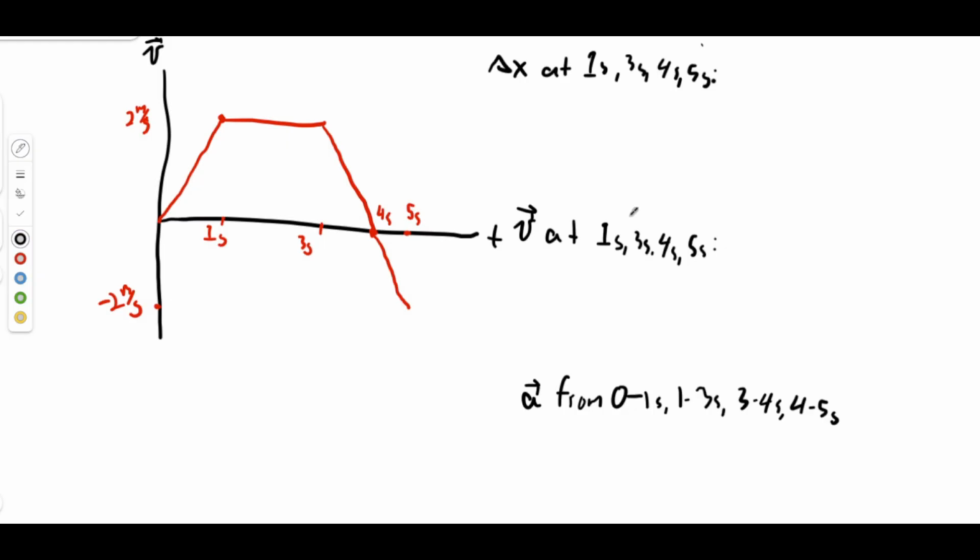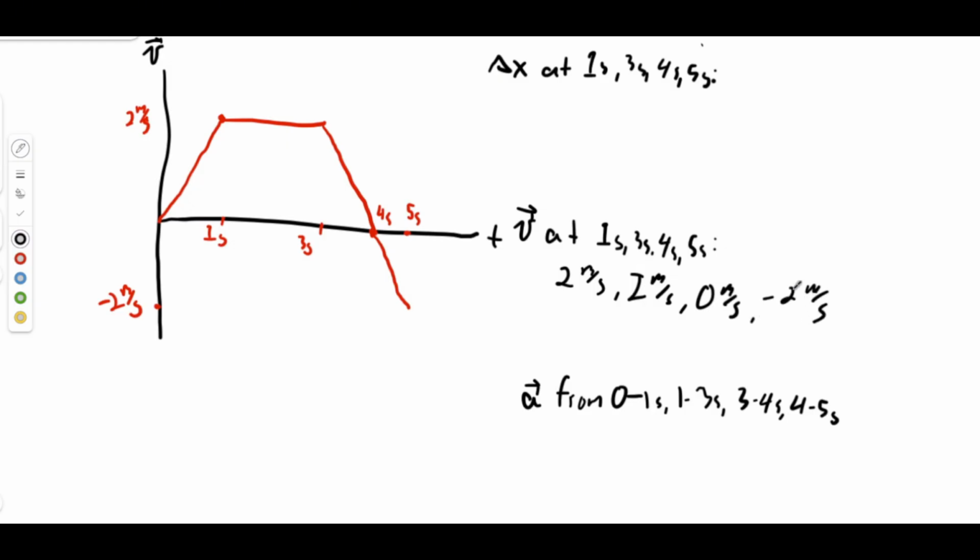Okay, so let's start with the velocity. That's the easiest because we're given that. So we just know at 1 second, it's 2 meters per second. We can see that on the graph. Look up, 1 second, 2 meters per second. 3 seconds, also 2 meters per second. 4 seconds, 0. 5 seconds, we go across, -2 meters per second.